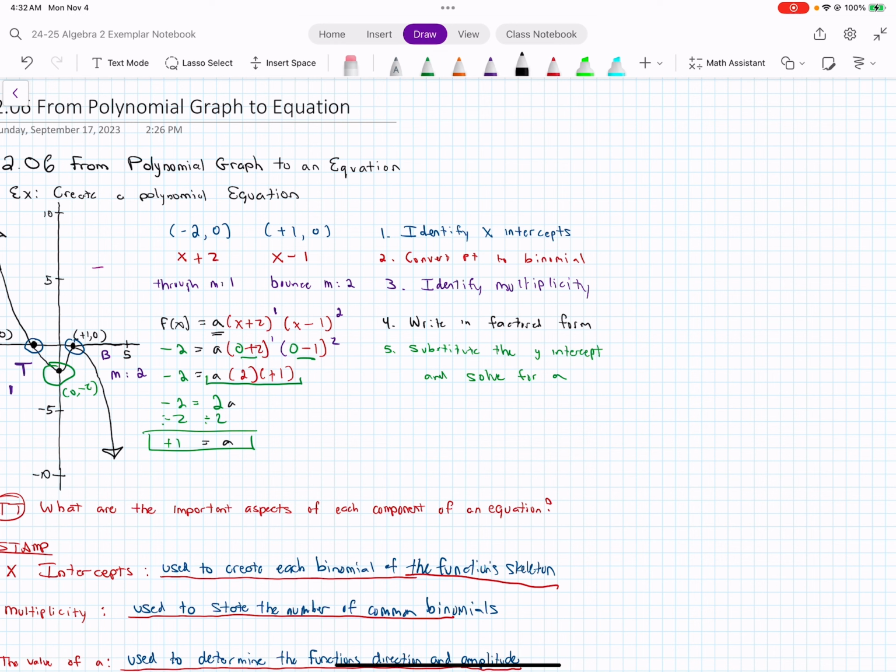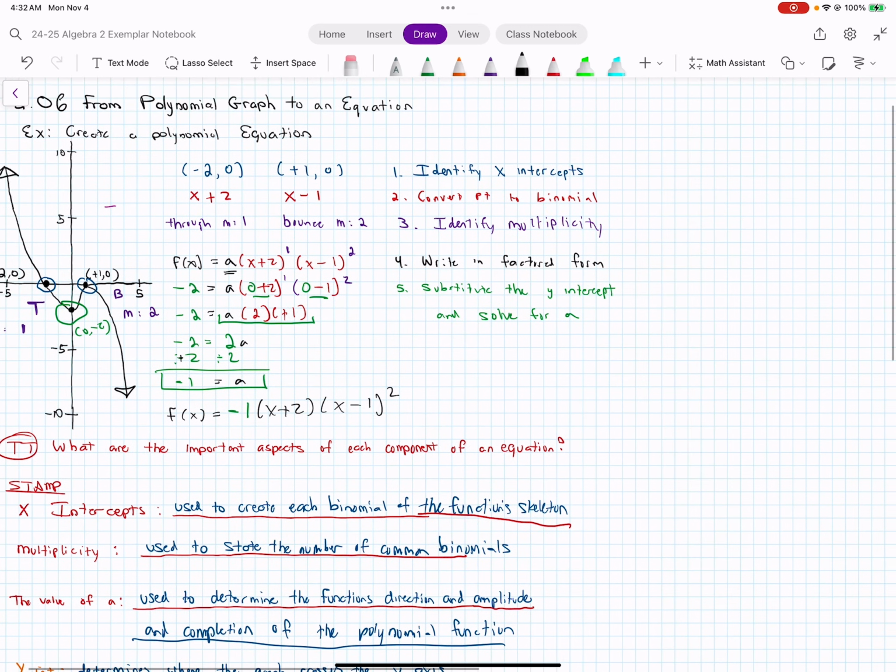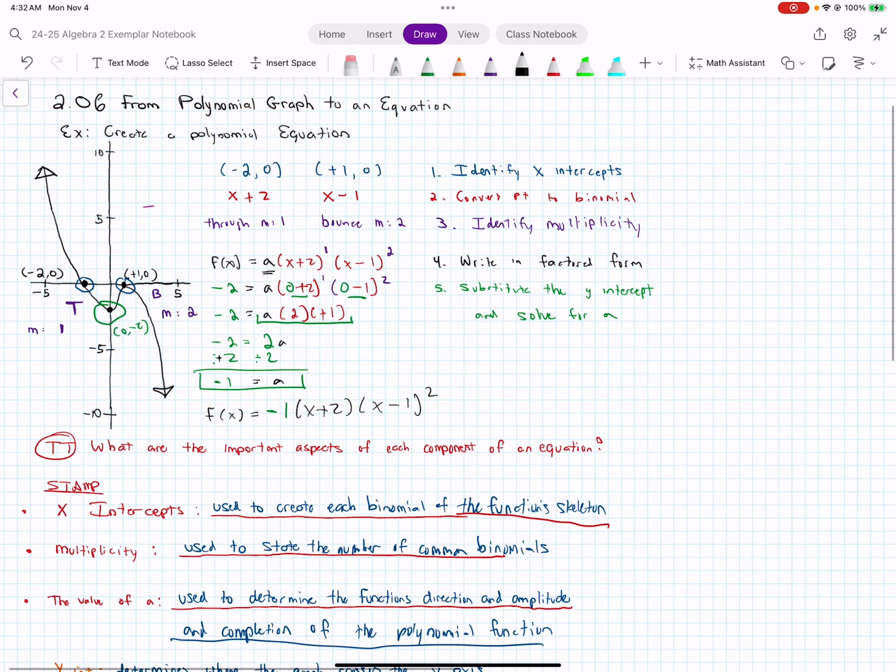Concluding that a is negative 1, because negative 2 divided by positive 2 is negative 1. Concluding that our final equation is f of x equals negative 1 times x plus 2 times x minus 1 squared. And that is what the function we have here is.